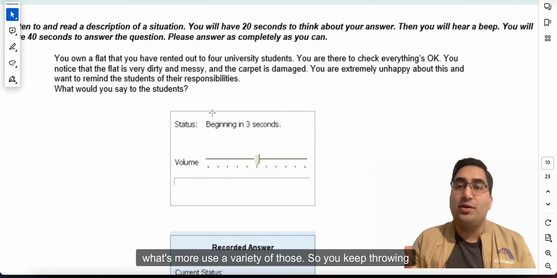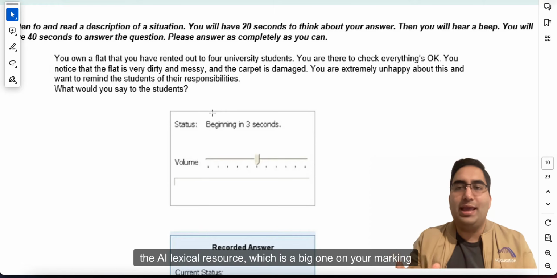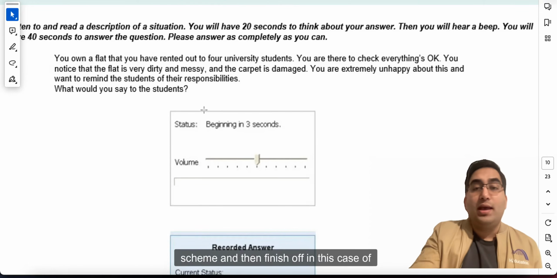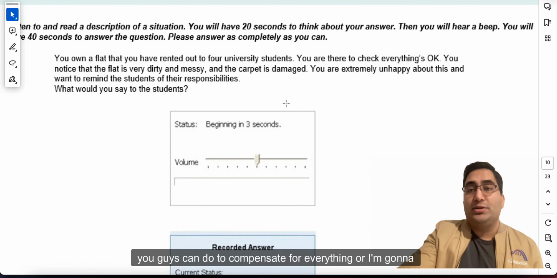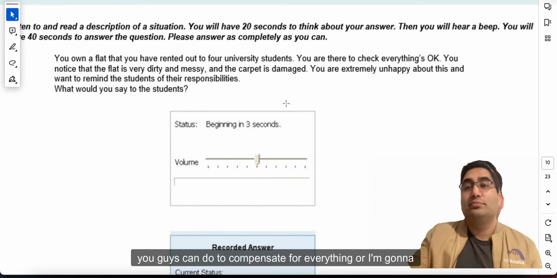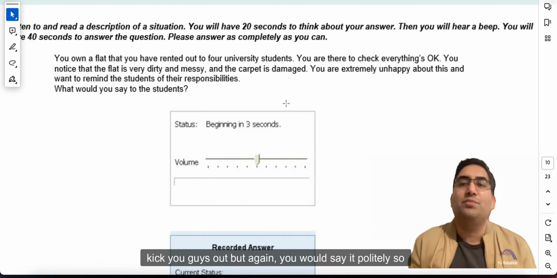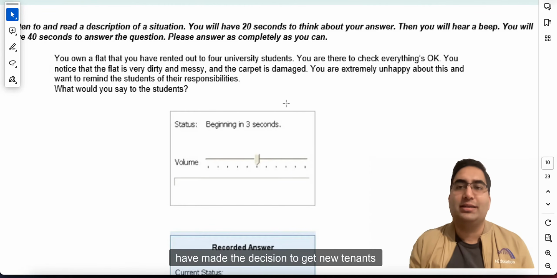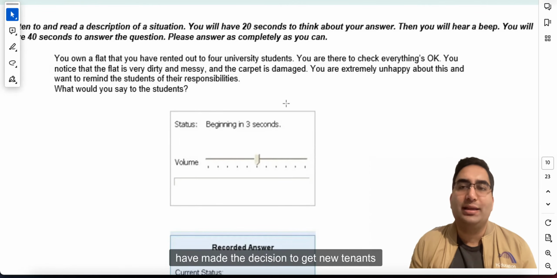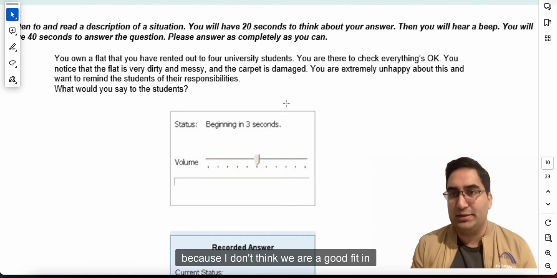Use a variety of those so you keep throwing the AI lexical resource, which is a big one on your marking scheme. And then finish off. In this case, finish would be, I'm looking forward to what you guys can do to compensate for everything. Or, I'm going to kick you guys out, but again, you would say it politely. So unfortunately, because of what I have seen, I have made the decision to get new tenants because I don't think we are a good fit in this case.